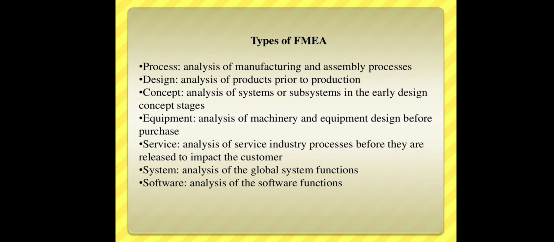Types of FMEA: process analysis of the manufacturing and assembly process; design analysis of the product prior to production; concept analysis of systems or subsystems in the early design concept stage; equipment analysis of machinery and equipment design before purchase; service analysis of service industry processes before they are released to the customer; system analysis of the global system function; and software analysis of the software function. These are the types of failure mode and effects analysis.